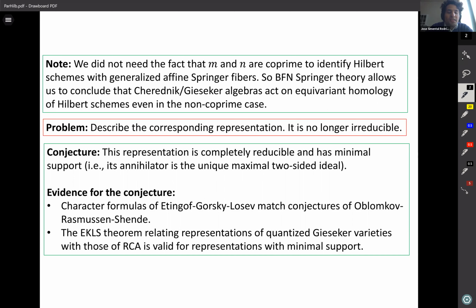And that this result is joint work with Pavel Etingof, Vasily Krylov, and Ivan Losev, where we construct representations of Gieseker algebras starting from representations of the rational Cherednik algebra with this flip of parameters. This is valid for representations with minimal support. What I gave you before is just a special case of this. So this match between representations of Gieseker and of Cherednik carries over to minimal support.